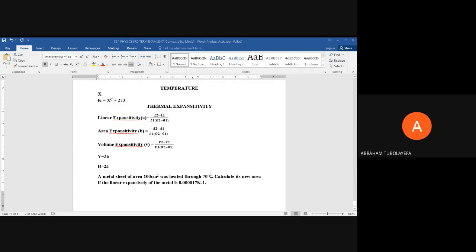Alfred has a question. Sir, is it the first area that they show you? That's the A1. Yes, they say this is the initial area. That's the original area of the metal sheet. Yes, that's the first area that is in the question. That's the A1, the original area.